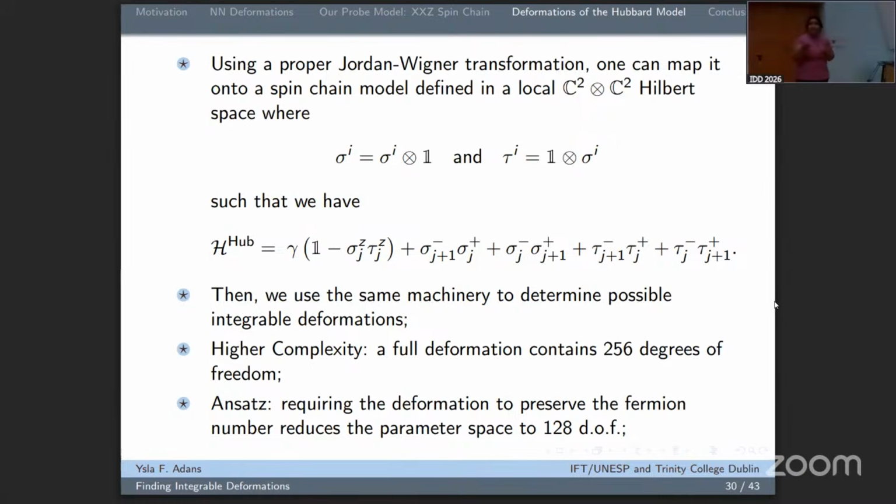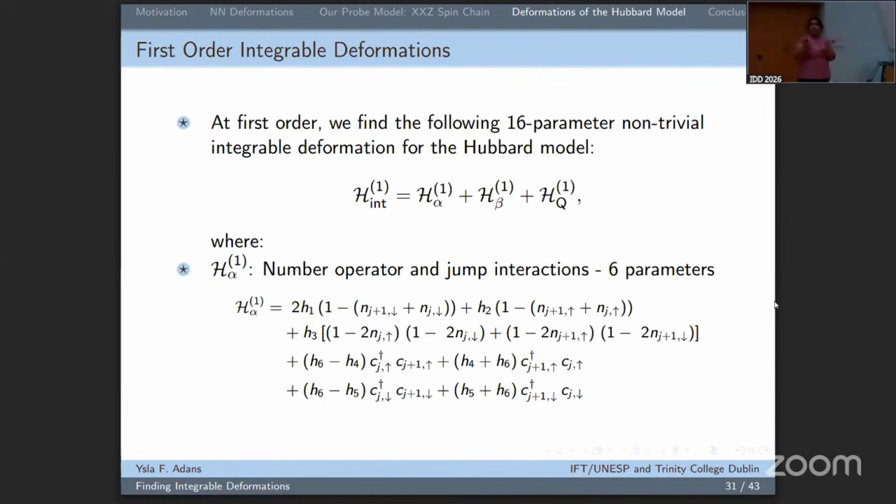So of course, this is a 16 by 16 model. If I try to do a full deformation at once, you have a lot of degrees of freedom. It will be very hard to solve at higher orders. At first order, not so much. So at first, we work with some ansatz that requires that the number of fermions is preserved in this deformation, so I cut by a half, and I apply all the machinery and obtain the Hubbard deformations.